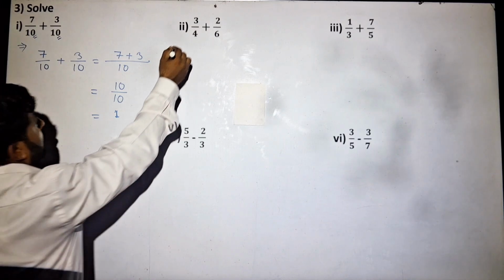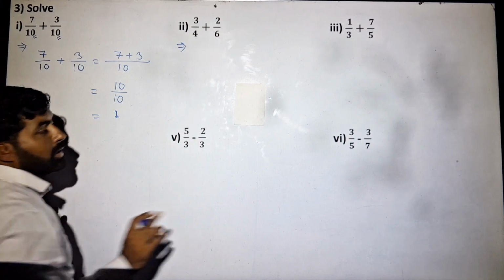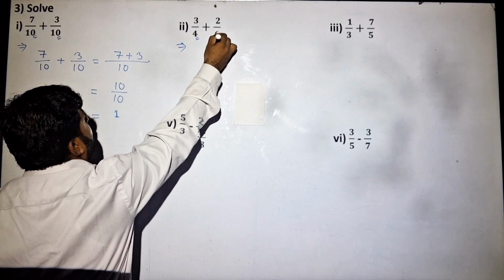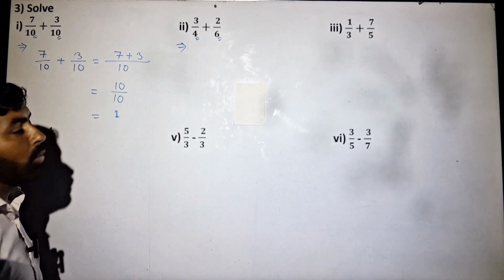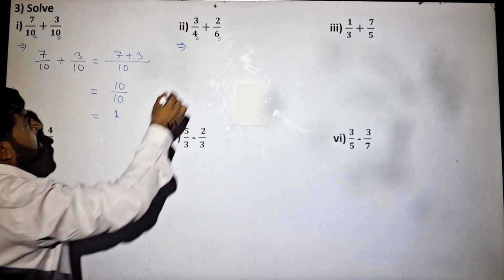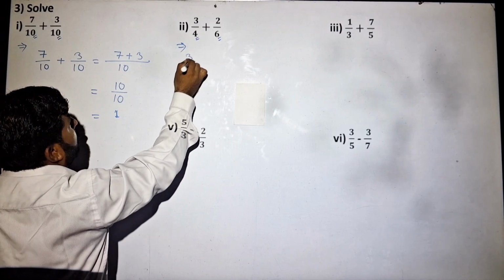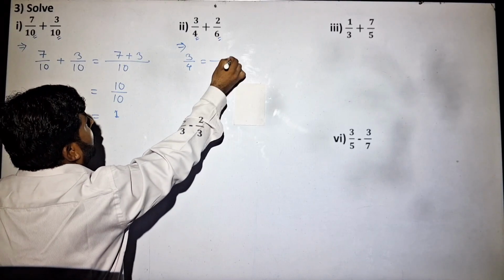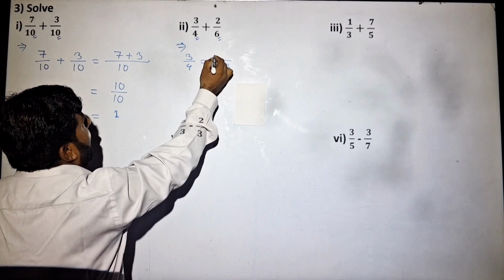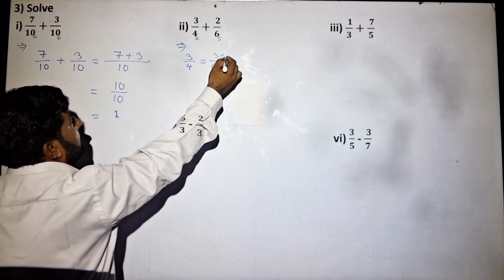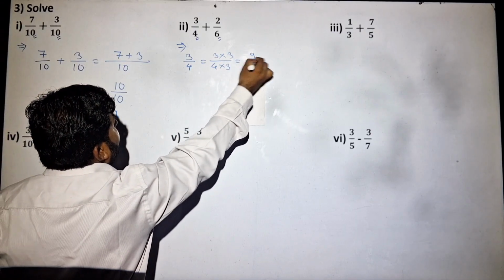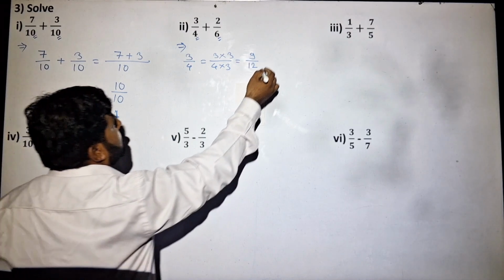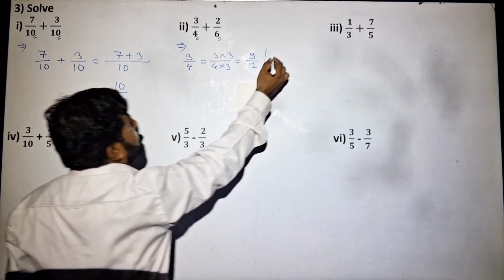Next one. In the second example the denominator is not the same. First we convert both fractions into like fractions, 3 by 4 and 2 by 6. How to convert this? The LCM of 4 and 6 is 12. Therefore 4 threes are 12 and 3 threes are 9, so we write 9 by 12. The next fraction is 2 by 6.